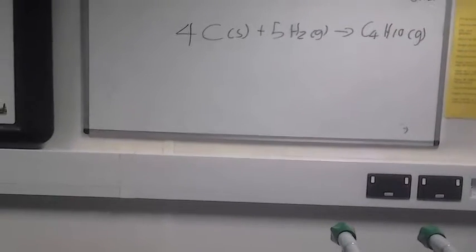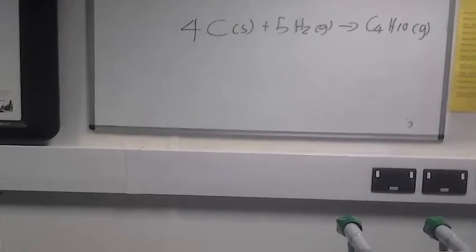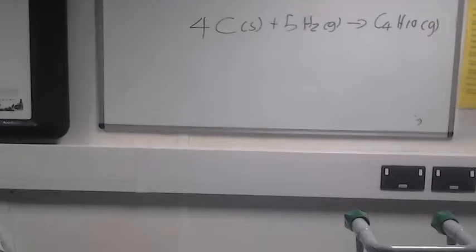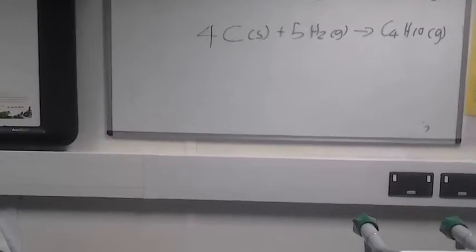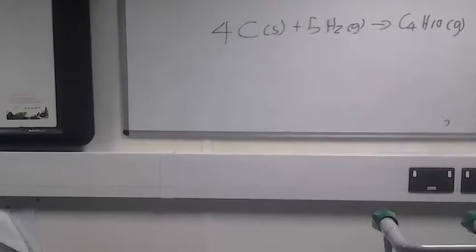The first step in that process would be to recognize what the formula for the enthalpy of formation of butane is. Well, the enthalpy of formation is defined as the energy required to make 1 mole of product from its constituent elements. The constituent elements of butane are carbon and hydrogen, and I've got 4 lots of carbon and 5 lots of hydrogen.